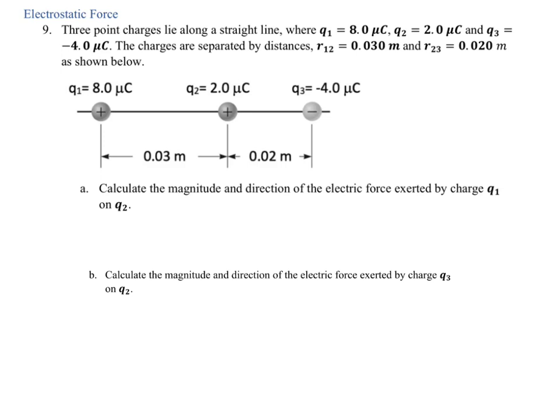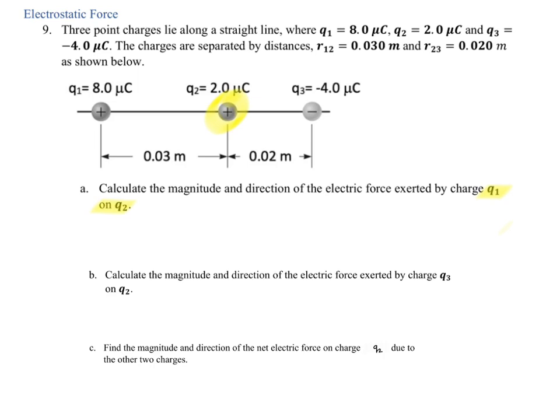Three point charges lie along a straight line where Q1 is 8 microcoulomb, Q2 is 2 microcoulomb, Q3 is negative 4 microcoulomb. The charges are separated and the distances are given in the diagram. The first part is asking: calculate the magnitude and direction of the electric force exerted by Q1 on Q2. So Q1 on Q2. So we should focus on Q2 because we want to find the force on Q2. I have highlighted that in the diagram.